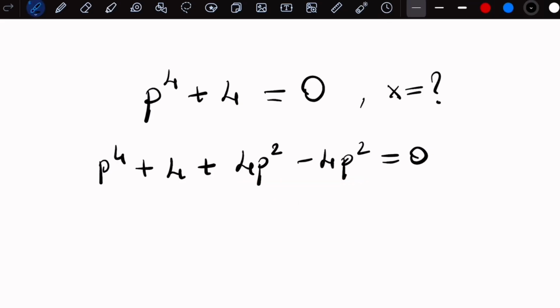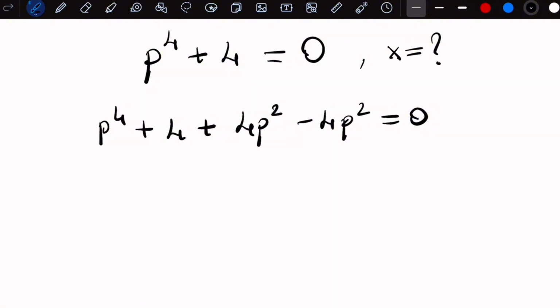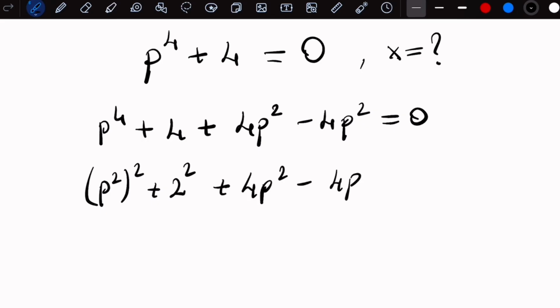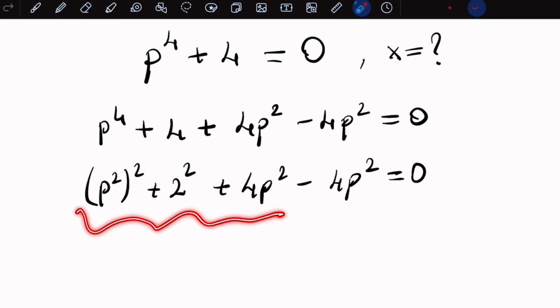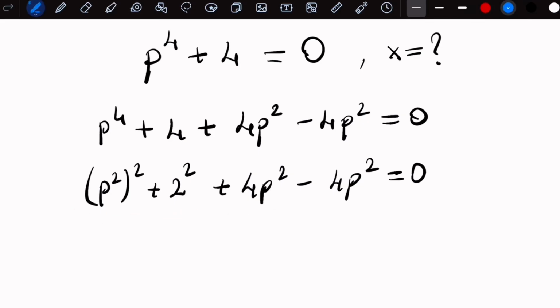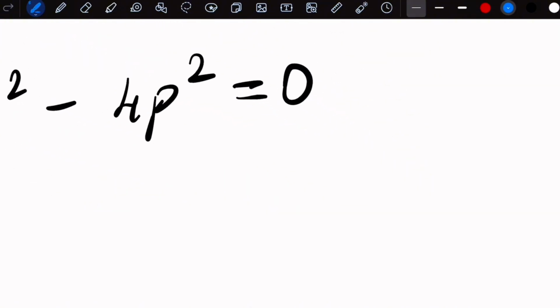If we continue, let's group them a little. p squared squared plus 2 squared plus 4p squared, minus 4p squared, equals 0. Later, look, if you pay attention, I'm focusing on this part. It looks like an identity we know. What identity is that? The square of (a plus b).